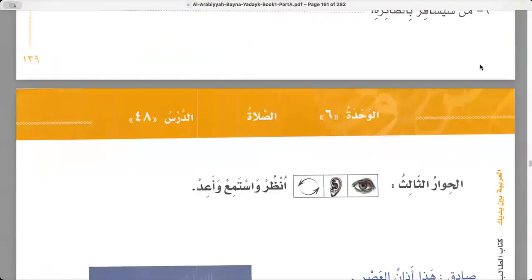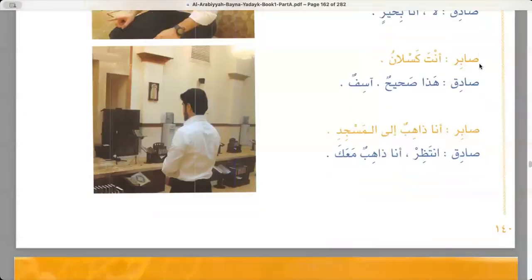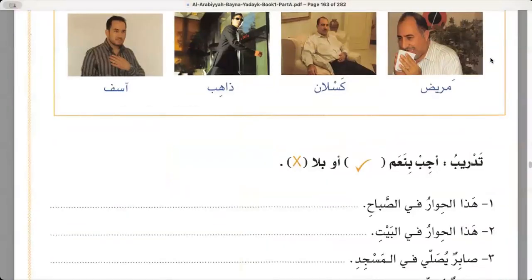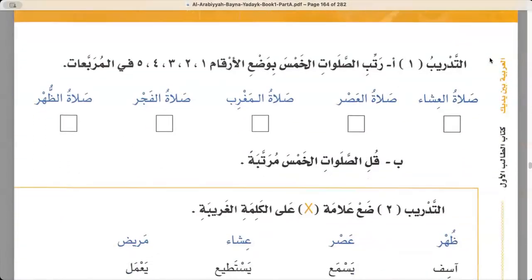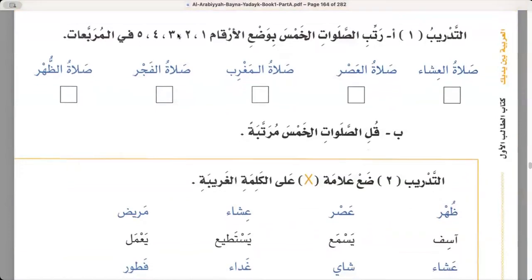Page 142. Arrange the 5 daily prayers by putting the numbers 1 2 3 4 5 in the boxes. You know, al-murabba is a box, and we use it at the same time for square.